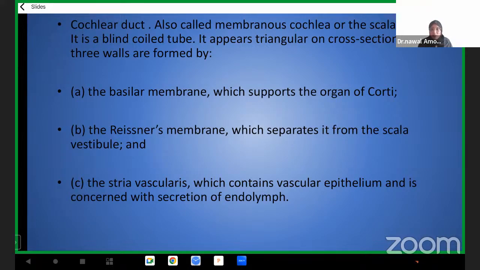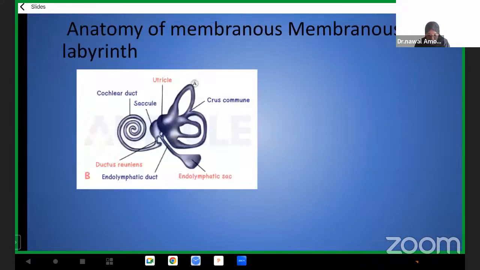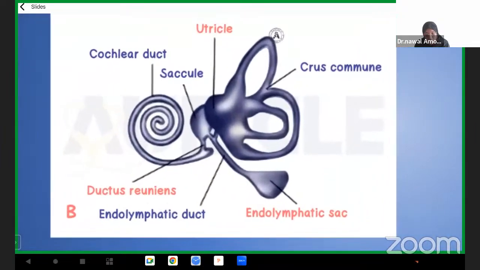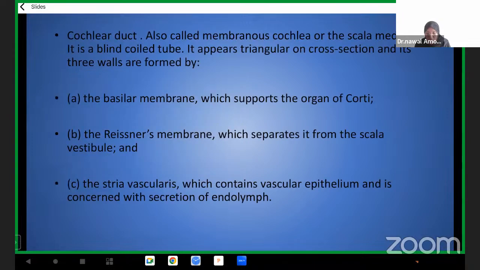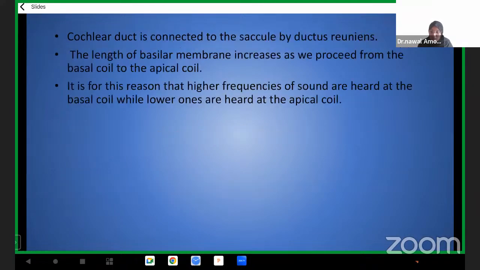The basilar membrane supports the organ of Corti. And Reissner's membrane separates the scala media from the scala vestibuli. Here you can see the scala vestibuli, so Reissner's membrane separates it from the scala. And stria vascularis contains a vascular epithelium, and it is important for secretion of endolymph. All right. It has three walls. When you do a cross section, it looks like a triangle.